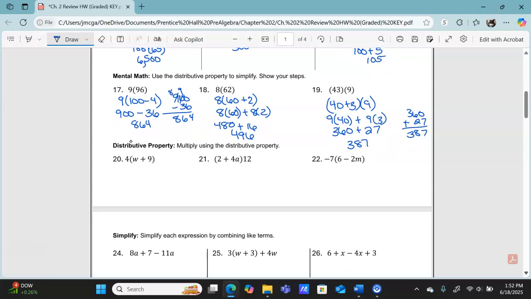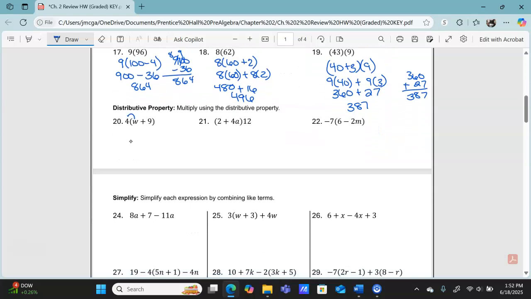And then here we're using the distributive property, so 4 times W would be 4W. 4 times a positive 9 is a positive 36. 12 times 2 is 24. 12 times a positive 4A, 12 times 4 is 48, and the A is still there. Negative 7 times 6 is negative 42. Negative 7 times negative 2 is positive 14, and then that M is still there.